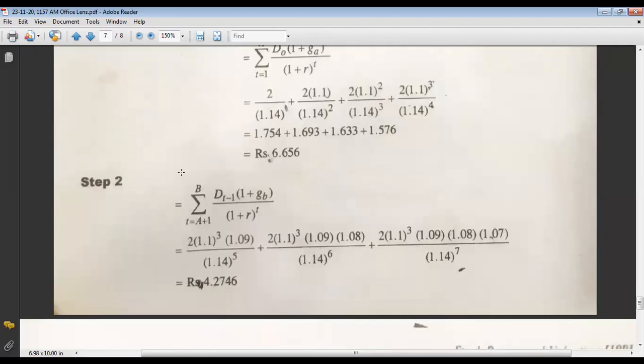Now I write down the formula for the second phase. When you write down the formula for the second phase, what does it say? It says my time will start when the second phase is going to start, at time equal to after completion of first stage, that is A. So A plus 1, my stage B is going to start. Now this is a notation of the formula. Now let us see how do we write down this particular formula.